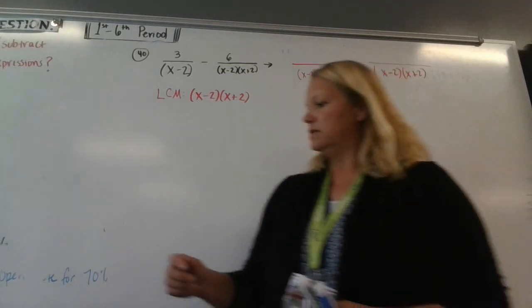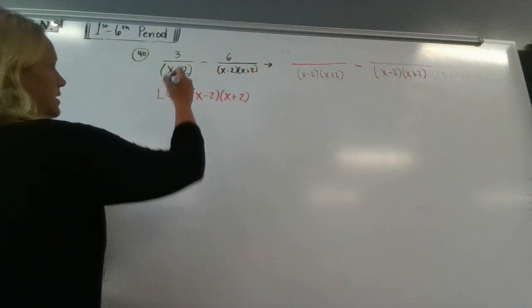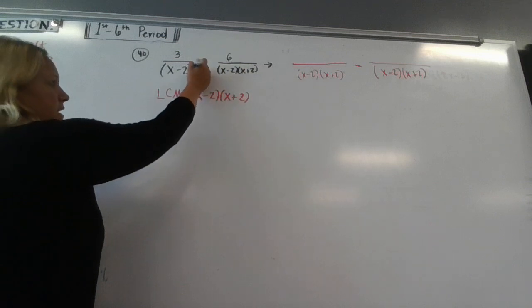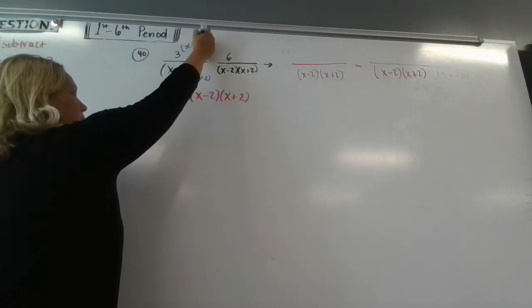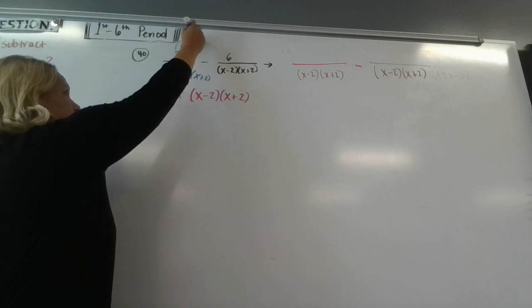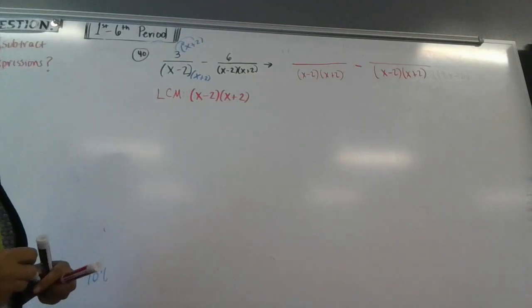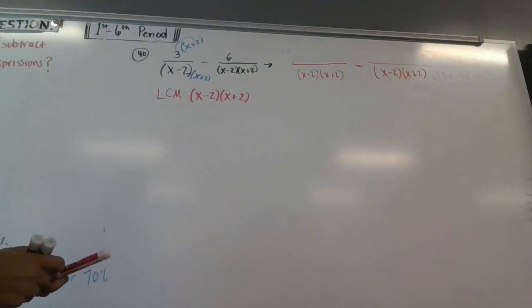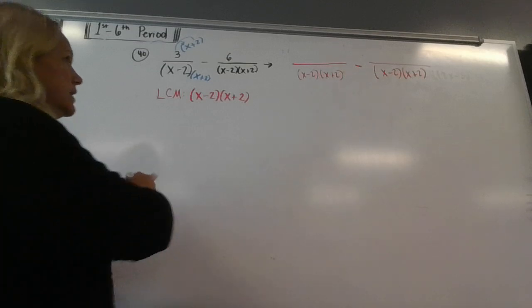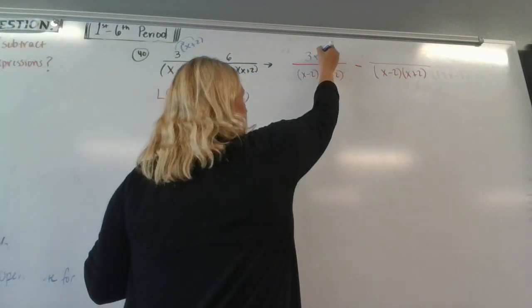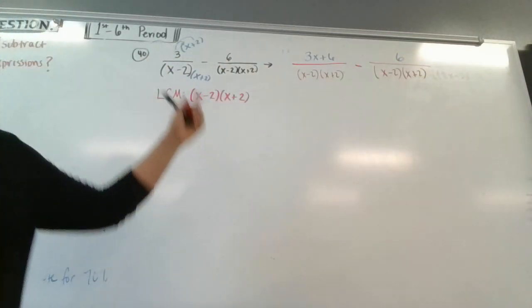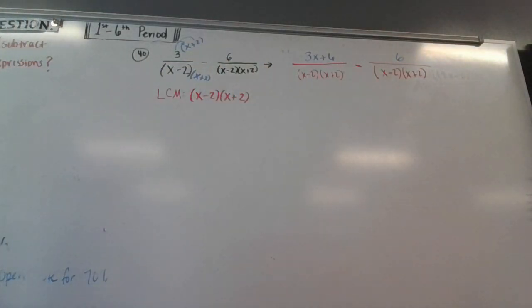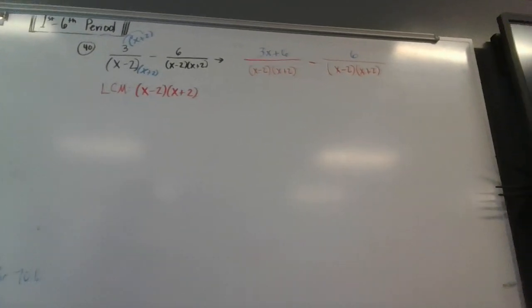So here's my two new fractions. This one was different from the right side. It was missing this, so we'll multiply it in. When you multiply it in, you distribute it to that 3 that's there. So 3x plus 6. And then the second fraction doesn't have to change because it already had both factors. So now we've successfully made a common denominator.